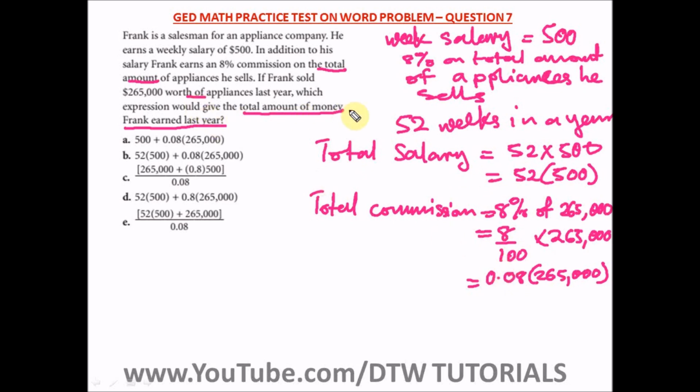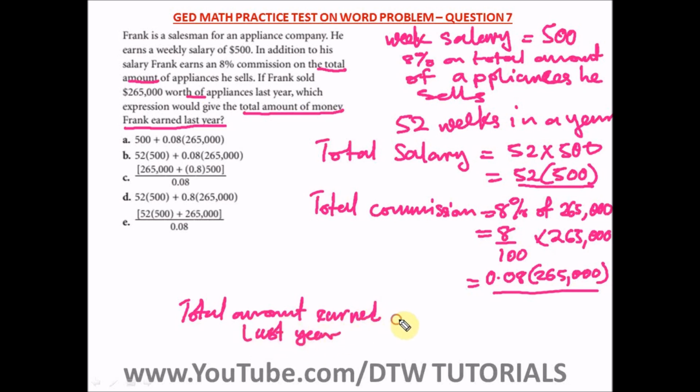Okay, so we have this, the total salary and total commission. So definitely to get the total amount of money he earned last year will be this value plus this value. So we finally state total amount earned last year, of course, is equal to 52 bracket, because the question says what expression. It didn't say we should solve it. That's why you have our options as this. Okay, so 52 bracket 500 plus 0.08 bracket 265,000. Okay, so this is our final answer, and our right option here is option B.